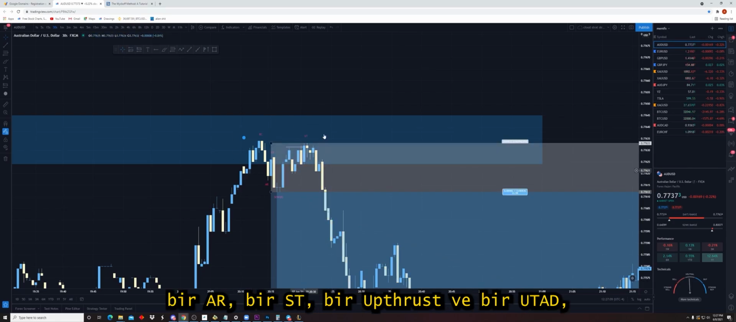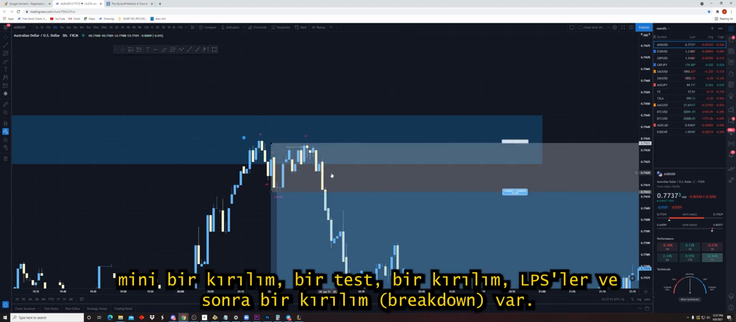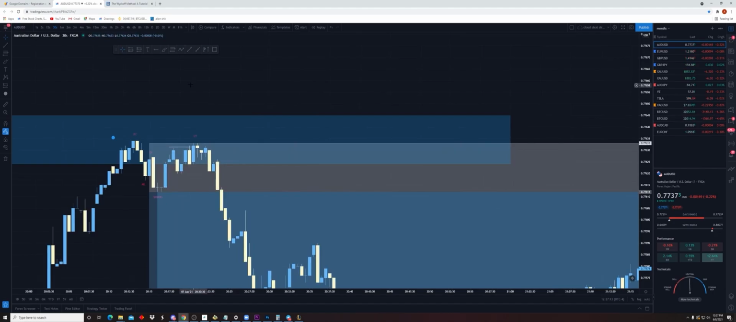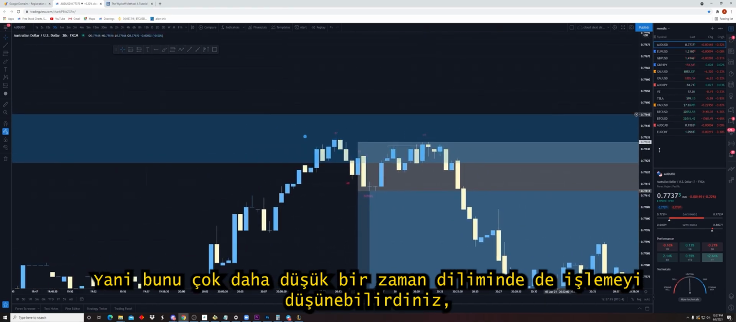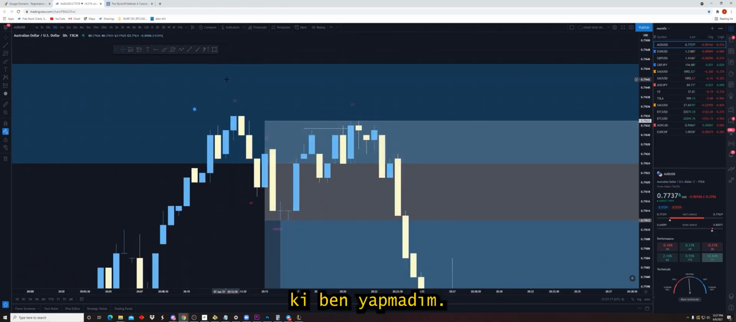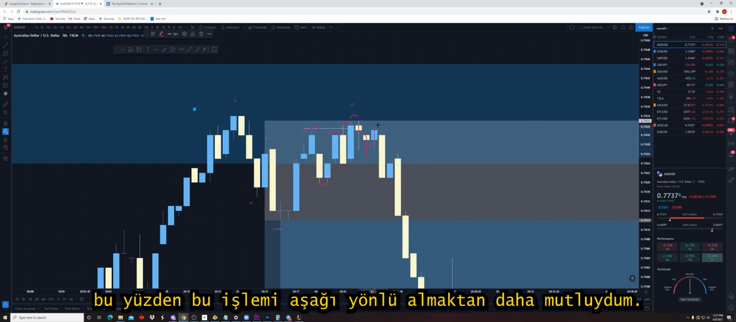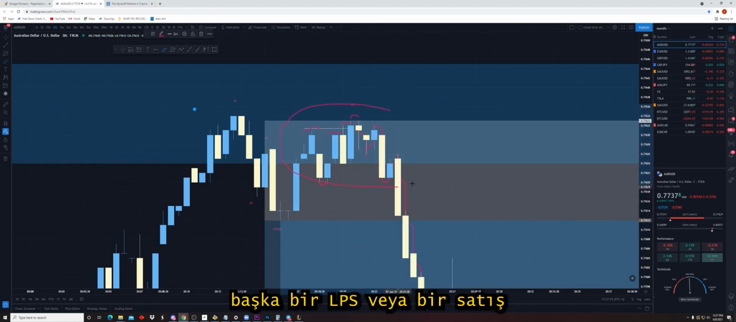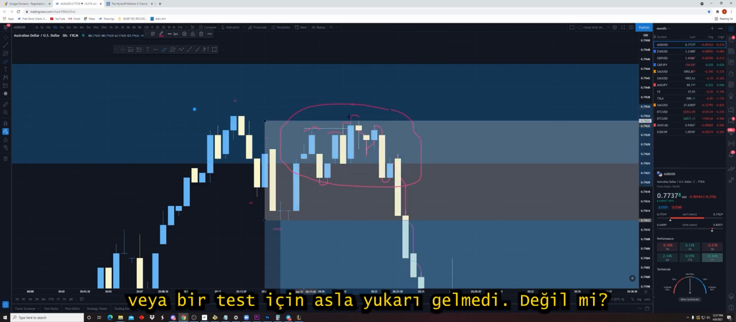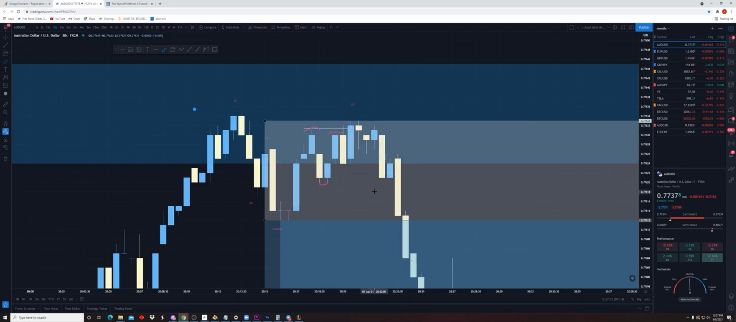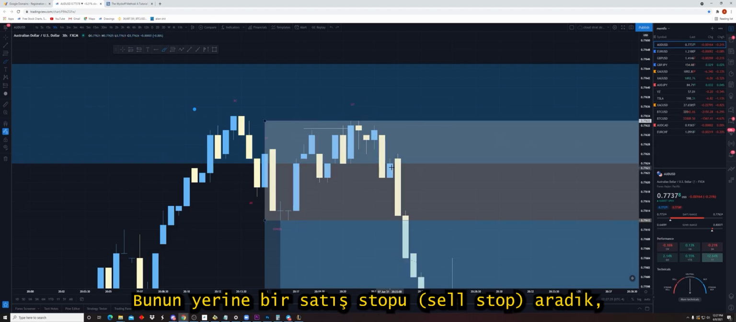So in this case, we have a kind of weird Snowflake type 2, type 1 schematic based on how you labeled this. Alternatively, on a lower time frame, as you all are aware, you also have a buying climax, an AR, an ST, an upthrust, and a UTAD, a mini break, a test, a break, an LPS, and then a breakdown. So you could have also looked to trade this on a much lower time frame, which I did not, but I did see this happen, which is why I was more happy about taking this trade down.